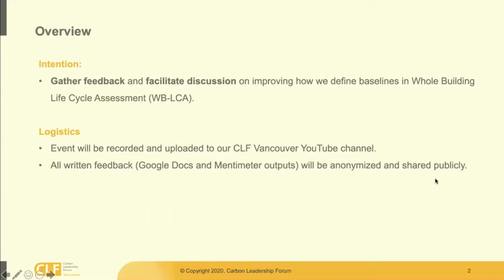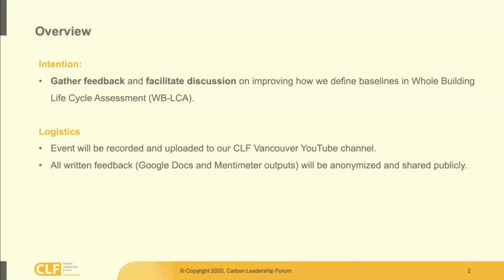To give you a quick overview of the event, the intention tonight is to gather feedback from all of you and to facilitate a discussion around how we can improve how we define baselines in whole building life cycle assessments. Sometimes you'll hear me using whole building life cycle assessments interchangeably with embodied carbon. LCA, life cycle assessment, is what we use to quantify embodied carbon. And so that's really what we're talking about.